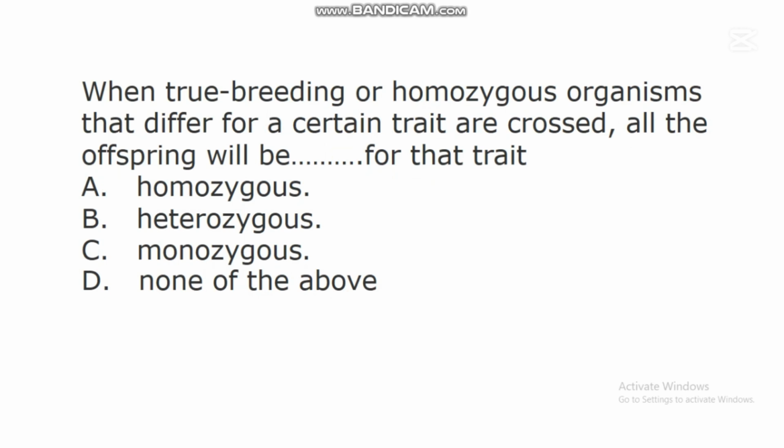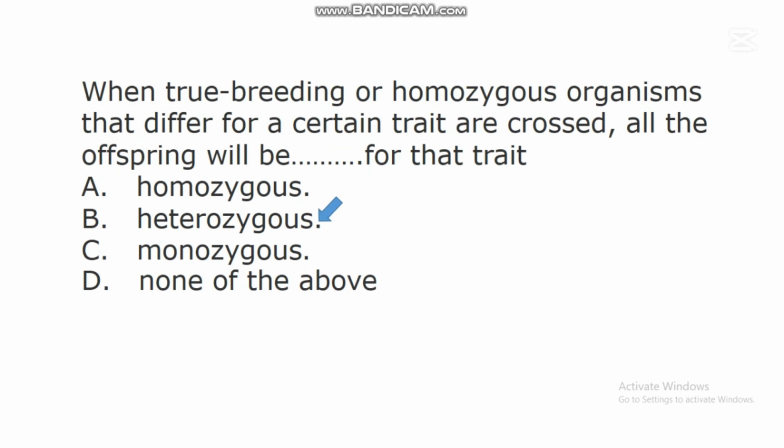The next question says, when true breeding or homozygous organisms that differ for a certain trait are crossed, all the offspring will be dash for that trait. A. Homozygous for that trait. B. Heterozygous for that trait. C. Monozygous for that trait. D. None of the above. In this question, the correct answer is B.